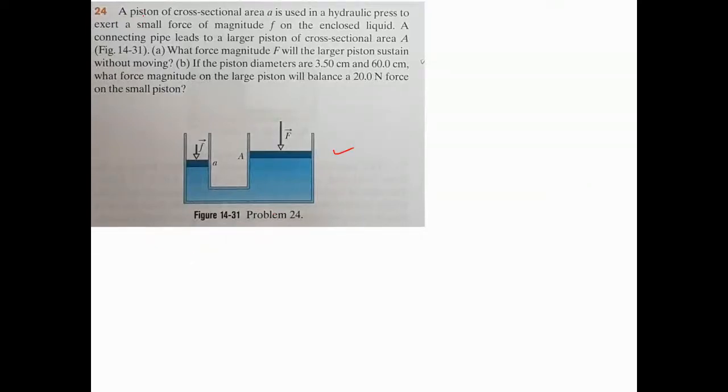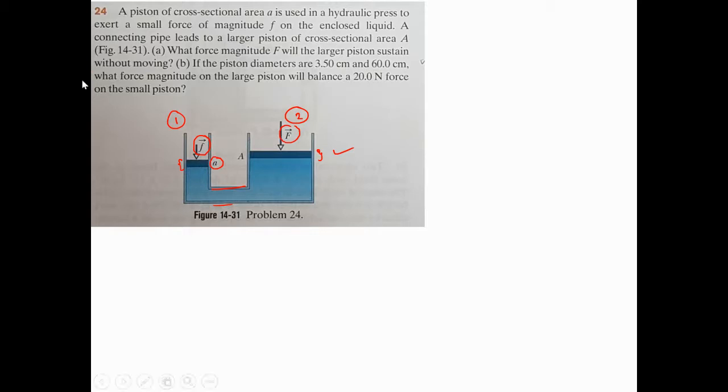Let's read what is given in the question. A piston of cross-sectional area a is used in the hydraulic press to exert a small force of magnitude f. That means, I can put this as my first pipe, this as my second area. In the first area I have a piston. What is the piston's cross area? The piston cross area is small a, and the force applied on the first piston is small f. This is connected with a pipe to the second piston, which has area capital A and force capital F. Clear?